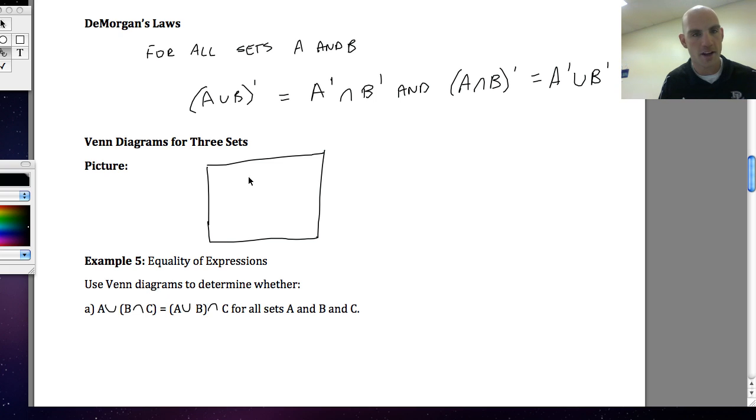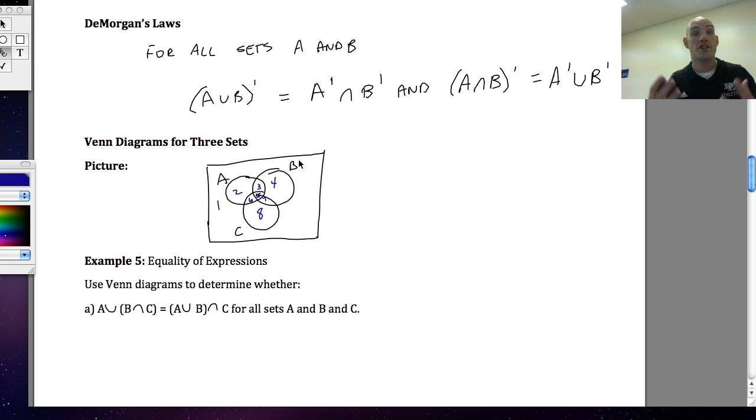Now you're really going to have to pay attention to what's going on here because we're going to have A, we're going to have B, and we're going to have C. So this is A, B, C. Notice what happens. I now have 1, 2, 3, 4, 5, 6, 7, 8 distinct regions going on here. Because of the way they intersect, I can have the intersection of all three of them, or the intersection of just two of them, what's in each set individually, or what's in the universal set.